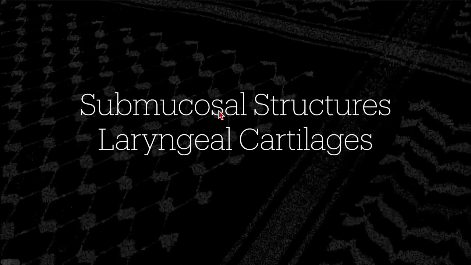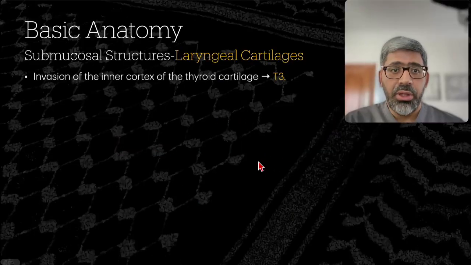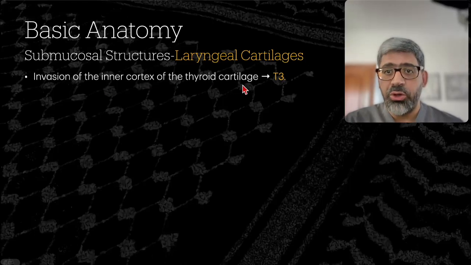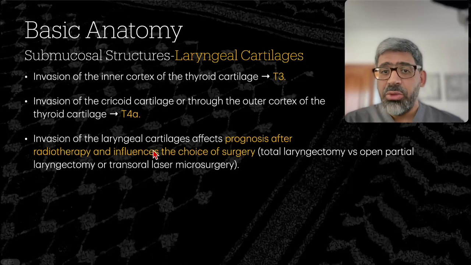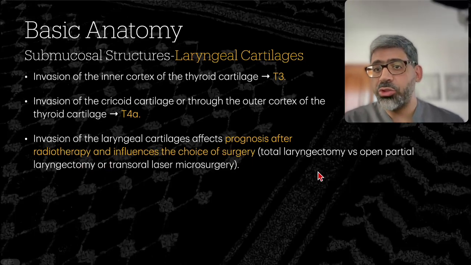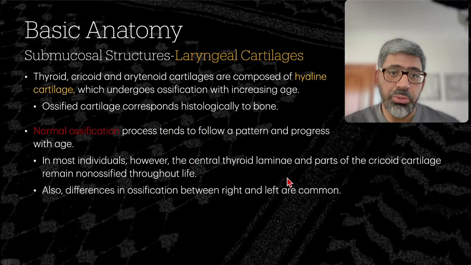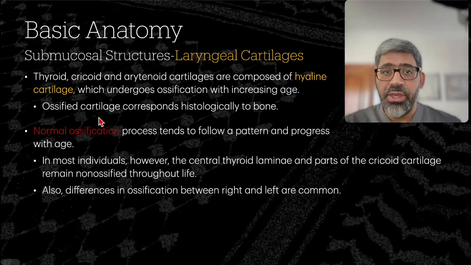We'll move to the third part of the submucosal spaces, the laryngeal cartilages. Invasion of the inner cortex of the thyroid cartilage is classified as T3. Invasion of the cricoid cartilage or through the outer cortex of the thyroid cartilage is classified as T4A. Invasion of the laryngeal cartilages affects prognosis after radiation treatment and also affects the choice of surgery, total versus partial open laryngectomy. The problem with cartilage assessment is that the thyroid cartilage does undergo ossification, which can be variable, difficult to predict, and can even vary from one side to the other.